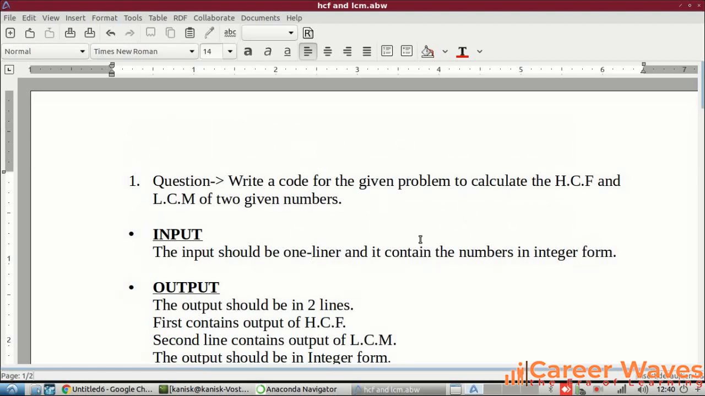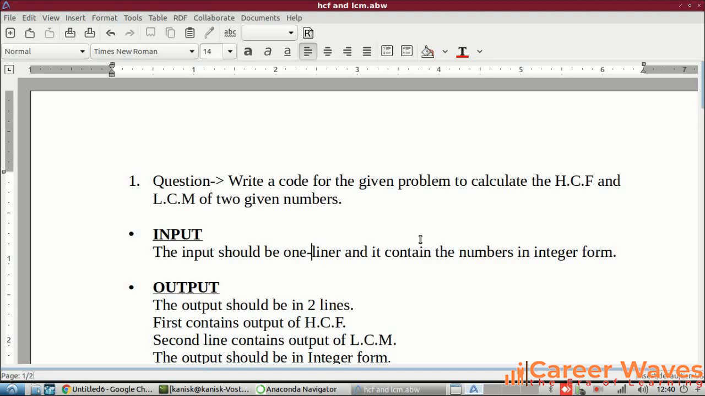So let's move to the next very important topic of TCS NQT test series, that is to calculate HCF and LCM of two given numbers. So let's start with discussion of the question, how it flows.